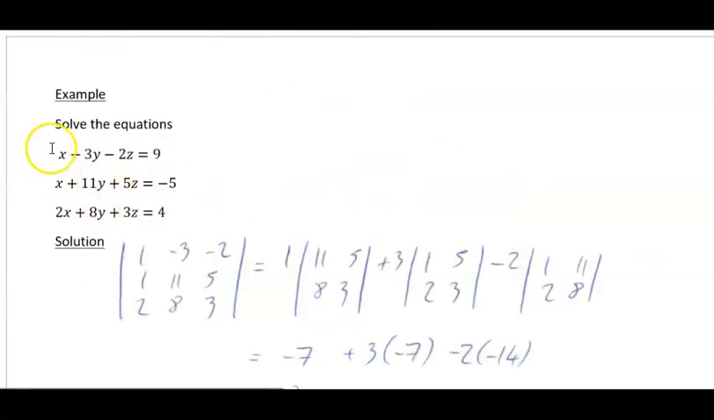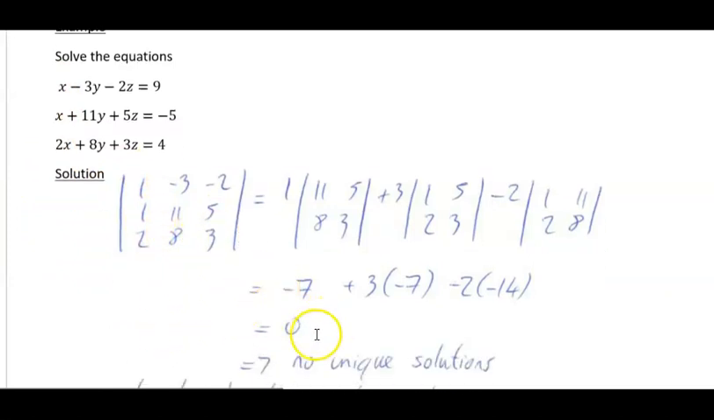Okay, similar sort of example. It's a similar result as the previous example, but we've done this in a slightly different way. So again, you've got your equations 1, 2, and 3, and what we want to do is find the determinant of those. And when we find the determinant, surprise, surprise, the determinant is equal to 0, therefore no unique solutions. We still need to find out what is going on.